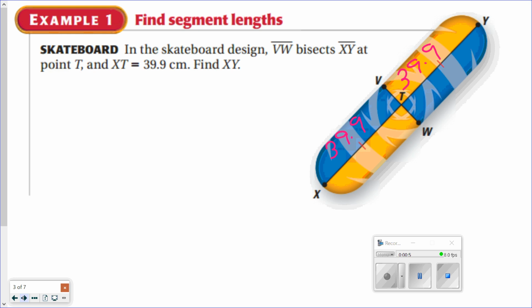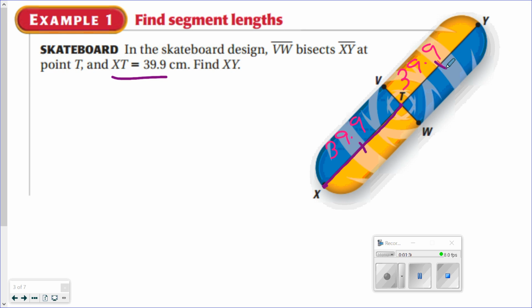In the skateboard design, VW bisects XY at point T, and XT is equal to 39.9 centimeters. Find XY. If you look at my diagram, I already started writing in some information that we know. It told us that XT is 39.9, so I labeled that here, 39.9. If you look at this skateboard, we see these tick marks. Anytime you see tick marks like that, it's telling you that those segments are congruent.